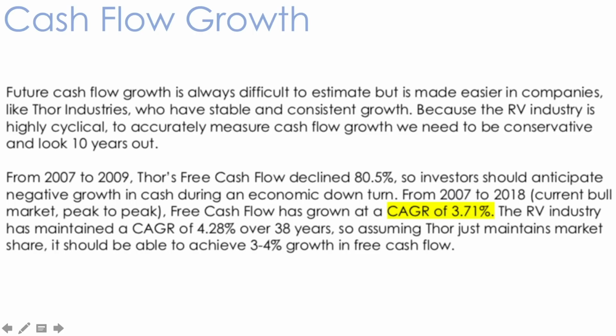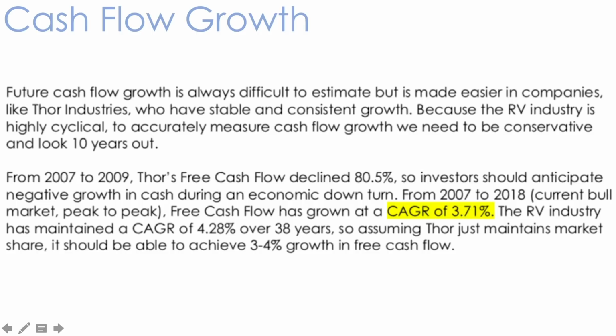Now, future cash flow is very difficult to estimate, but it is easier in companies like Thor Industries. That's basically because their earnings are stable and consistent. So they're not stable in the cyclicality. They do have earnings that decline dramatically at the end of an economic cycle when we have a recession, and they bounce up massively when economic conditions are good.